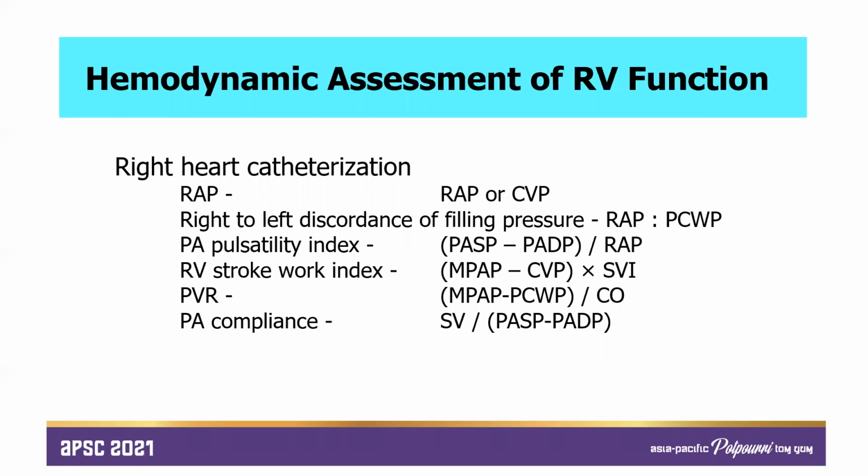Also, many other hemodynamic assessments are possible with calculation. RA pressure and CVP, right-left discordance of filling pressure with pulmonary capillary wedge pressure, pulmonary artery pulsatility index, RV stroke work index, pulmonary vascular resistance, and pulmonary artery compliance can all be calculated.